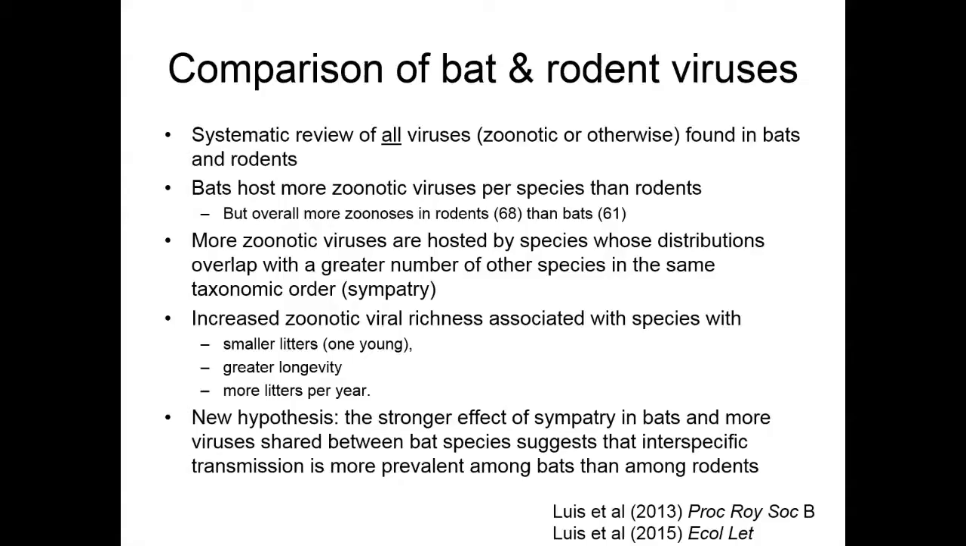And in fact, what's very interesting is that per bat species, you get more viruses and more zoonotic viruses, those viruses that can spread from bats to humans, per species than rodents. But because there are so many more different rodent species than there are bats, actually there are more zoonoses found in rodents than there are in bats. So this idea that bats are the source of all evil, I think is probably a little bit unfair.